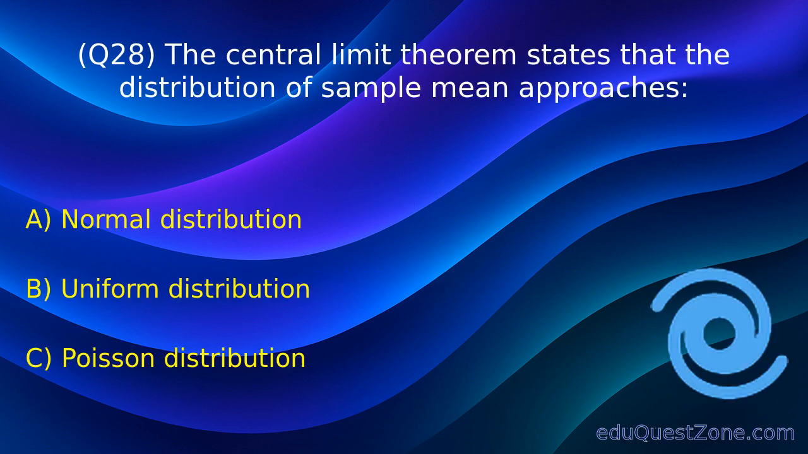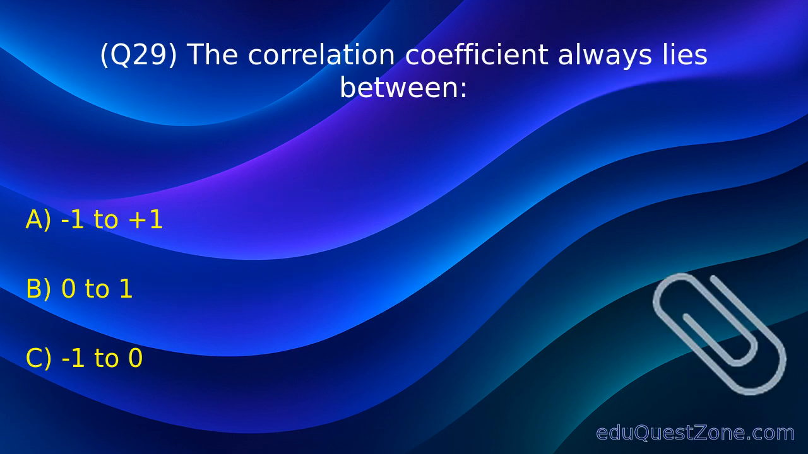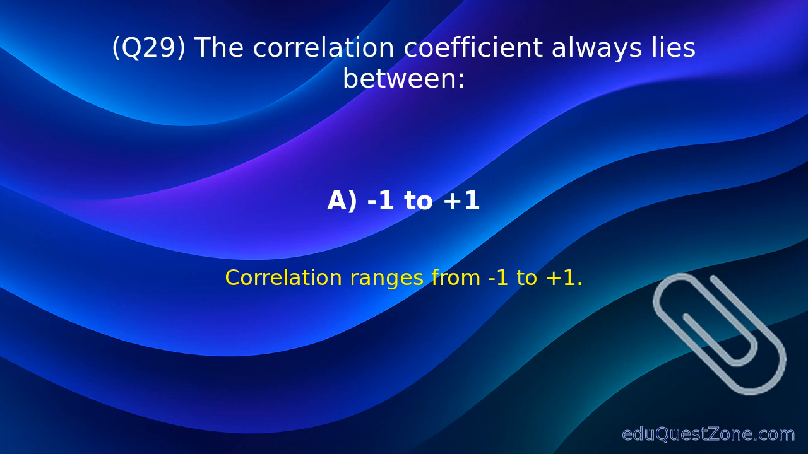Question 28. Central limit theorem states that the distribution of sample mean approaches what? Option A: normal distribution. Sample mean tends to normal distribution as sample size becomes large. Question 29. The correlation coefficient always lies between what values? Option A: -1 to +1. Correlation coefficient ranges from -1 to +1.